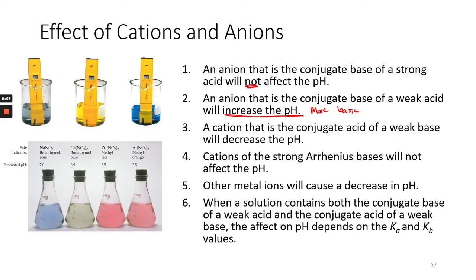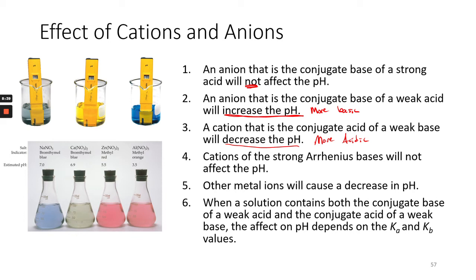So you look at the anion and you say, what is the acid that pairs up with it? If it's a weak acid, then the resulting solution will be more basic. A cation that is the conjugate acid of a weak base will decrease the pH, or make it more acidic. So you look at the cation, you add OH to it, and you ask yourself, is this a weak base or a strong base? If it's a weak base, then you're going to end up with a more acidic solution.